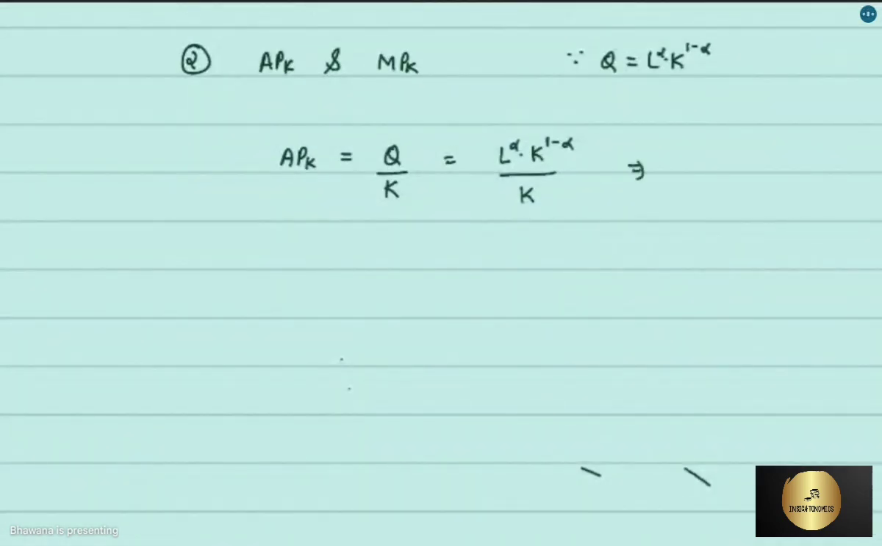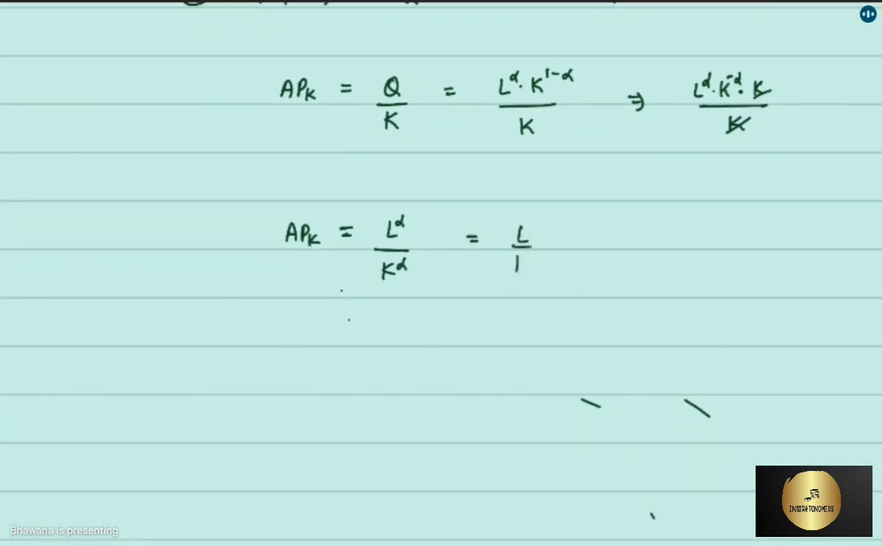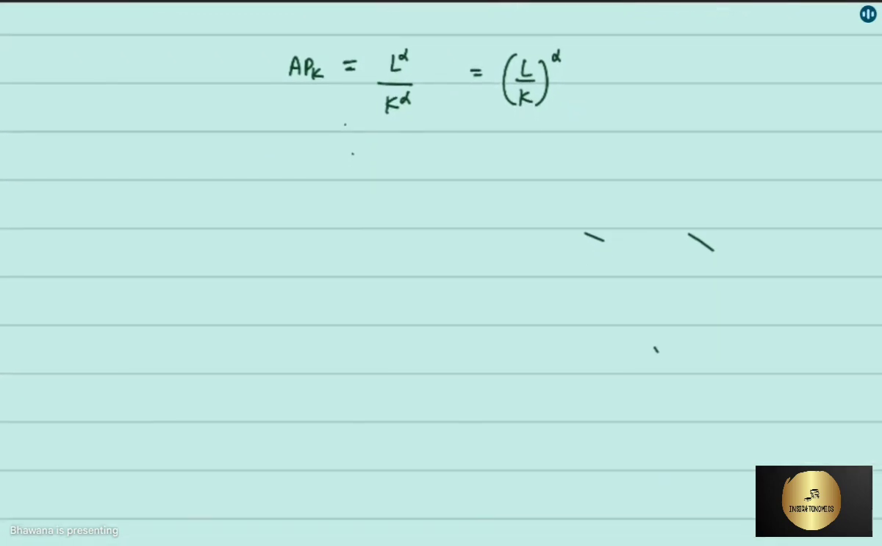So similarly, when you solve it, you will get L^α K^(1 minus α) divided by K. Okay, so K से ये cancel हो गया and you will get APK is equal to L^α divided by K^α, or you can say (L by K)^α. So in this case as well, your average product of capital will depend upon the labor to capital ratio.